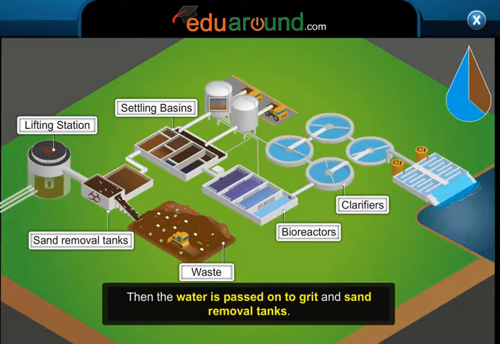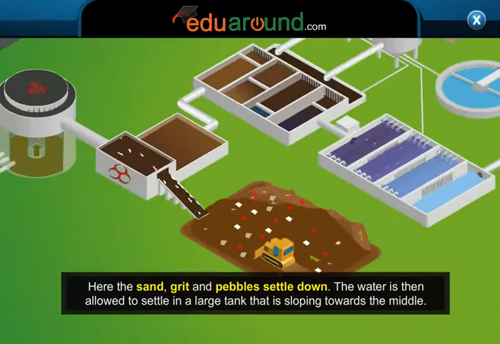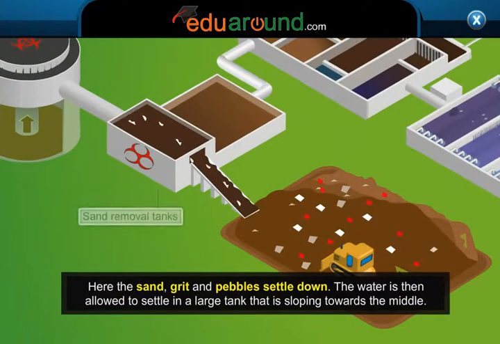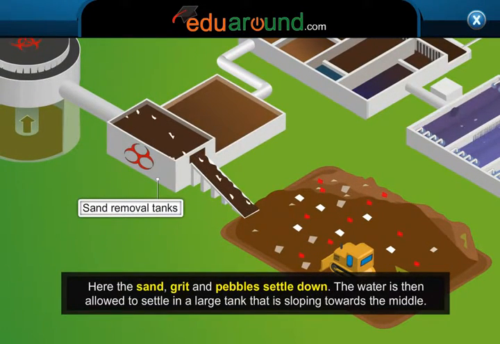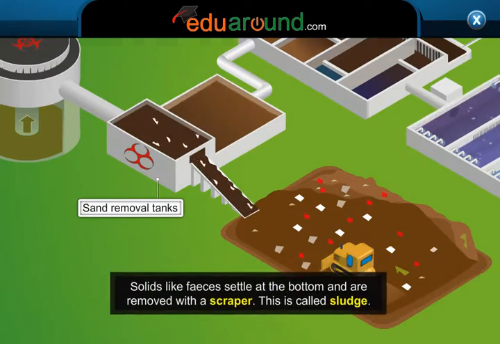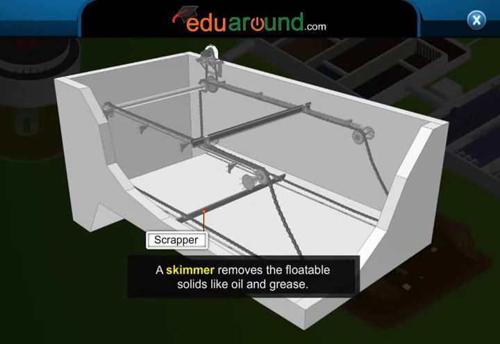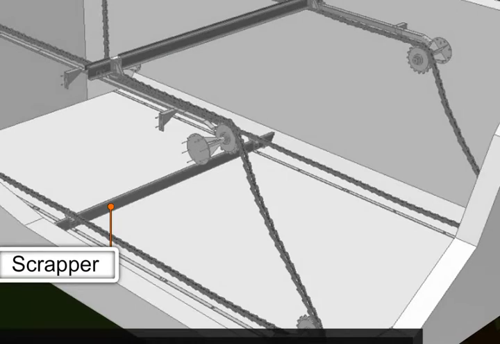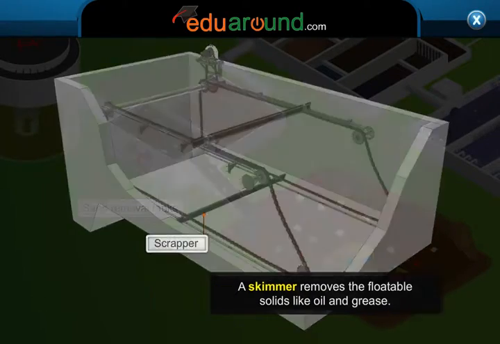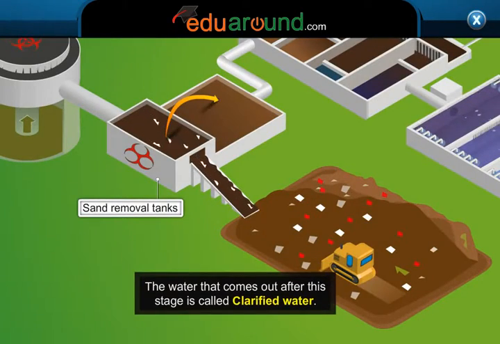Then the water is passed on to grit and sand removal tanks. Here the sand, grit, and pebbles settle down. The water is then allowed to settle in a large tank that is sloping towards the middle. Solids like feces settle at the bottom and are removed with a scraper. This is called sludge. A skimmer removes the floatable solids like oil and grease. The water that comes out after this stage is called clarified water.